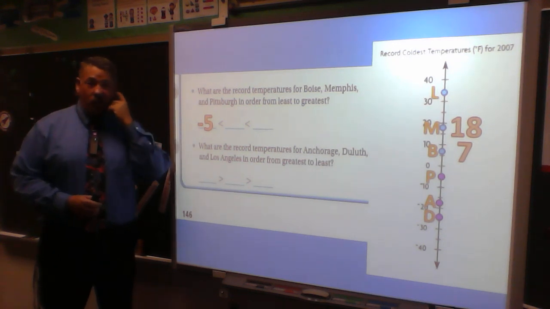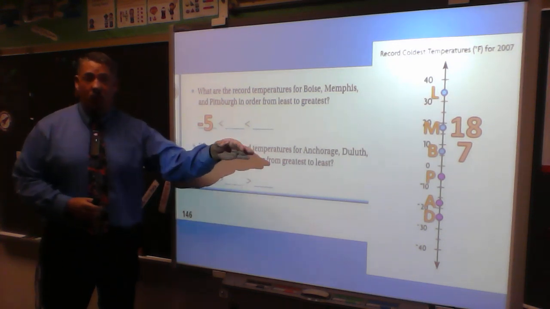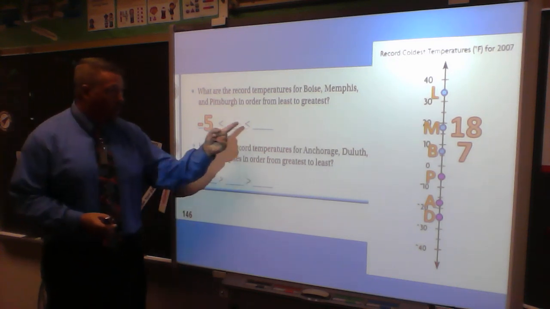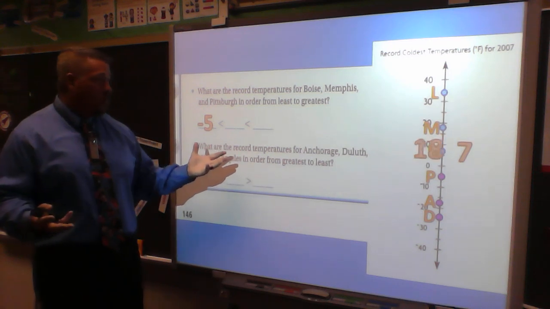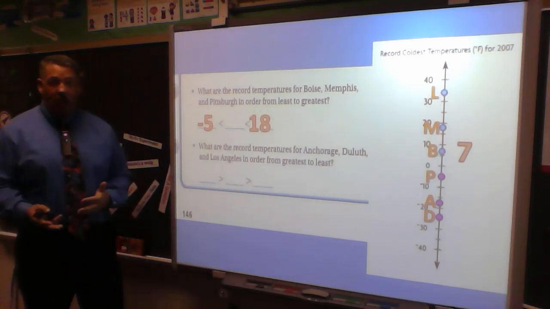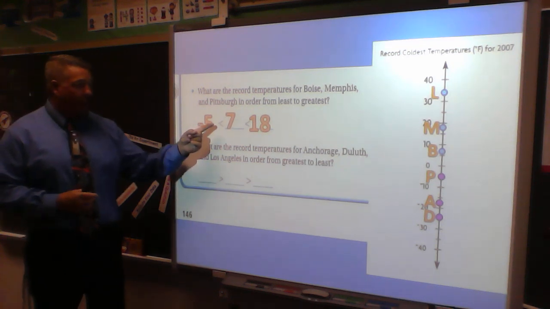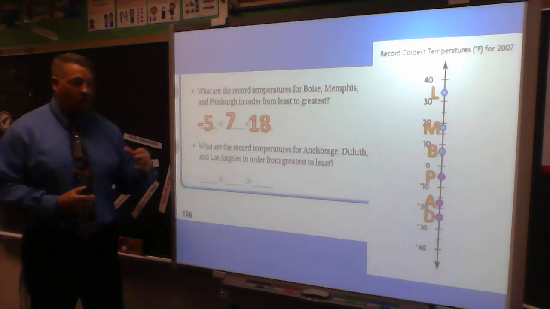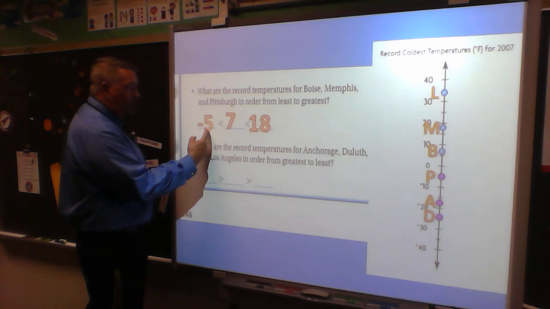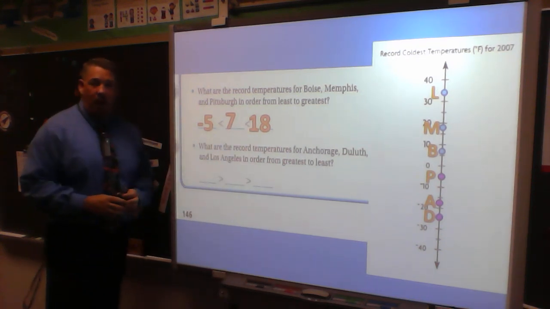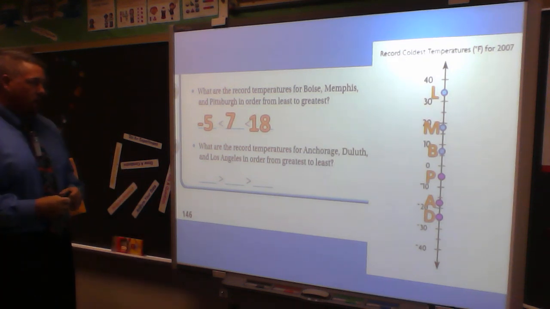Now generally what I do then is I just look for my largest one, so I don't have to try to get confused as to what goes in the middle. My largest one then is 18, that's what's left. That leaves my 7 right in the middle for Boise. I know my arrows tell me that they're always pointing to the smallest number. -5 is less than 7, and 7 is indeed less than +18. So I know they're right.